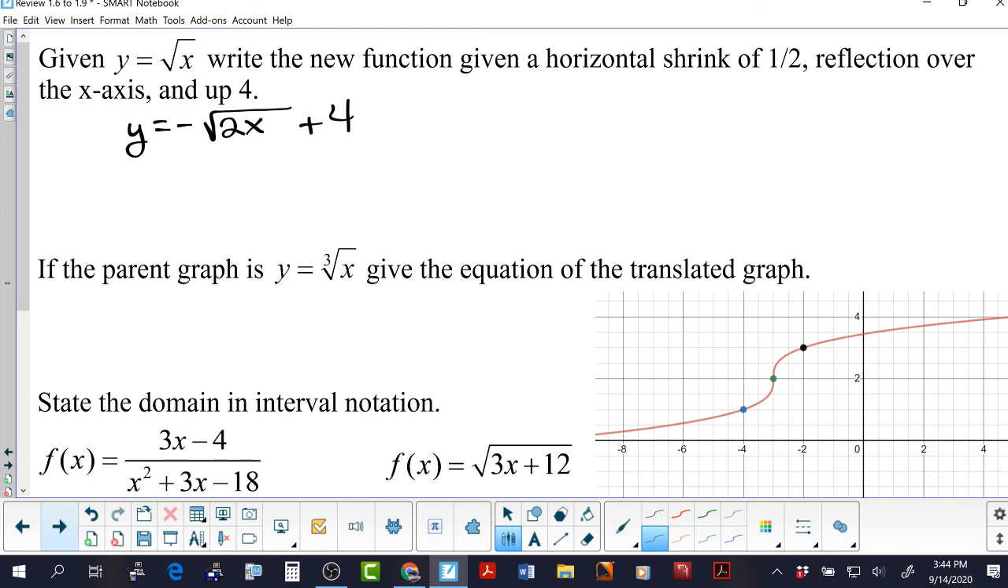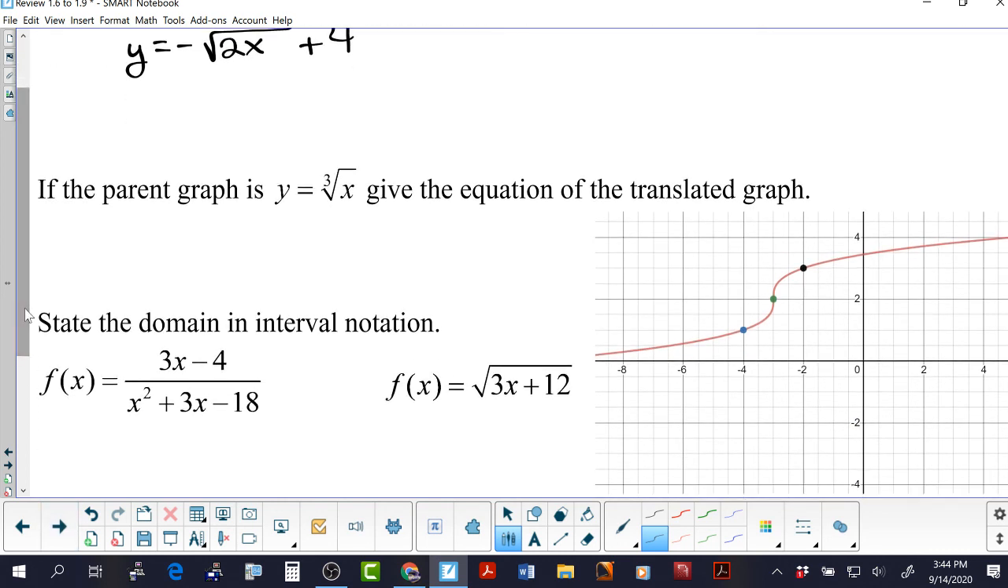If the parent graph is the third root of x, give the equation of the translated graph. Well, I know that this is the center of the third root of x, and it's usually over here at 0, 0. So we've gone left 3 and up 2. Now, the third root of 1 is 1, and we've gone over 1 and up 1, so this hasn't been stretched or shrunk in any fashion. You might want to also consider whether it's been reflected over the x-axis or the y-axis, and this has not. It still maintains that third root of x shape.